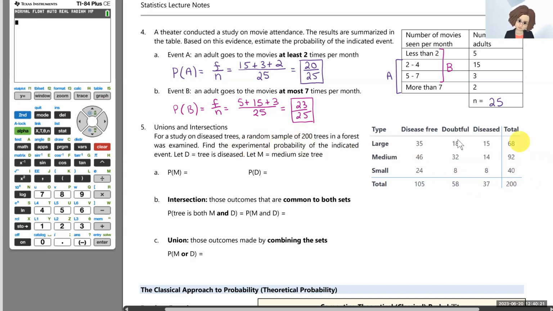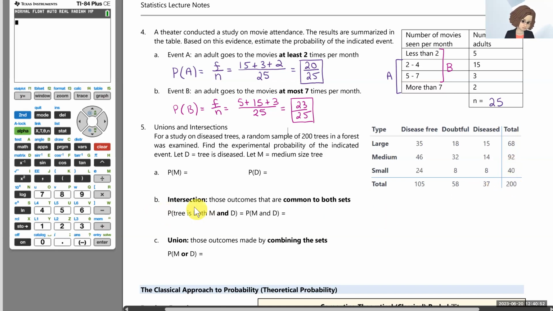So let's just look at a summary here of what they kept track of. So they kept track of 2 properties: the size of the tree, large, medium, small, and the disease status of the tree, disease-free, doubtful, or definitely diseased. And they've done some totaling for us. All right, so there's the 200 trees broken down by their size and their disease status. So when you add those values in either direction, you'll get the 200 trees.